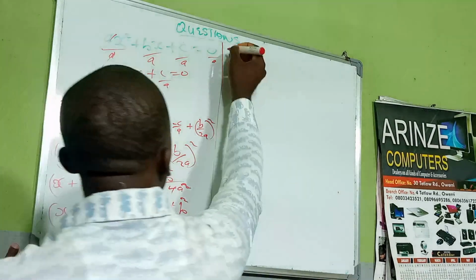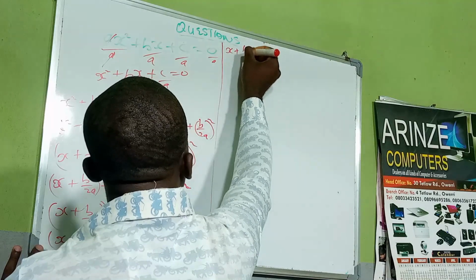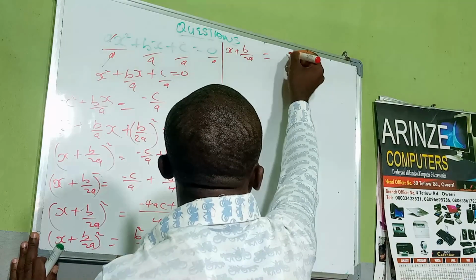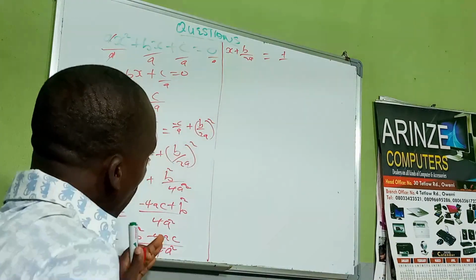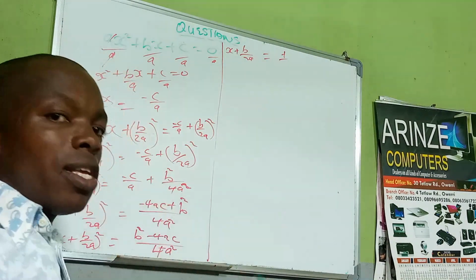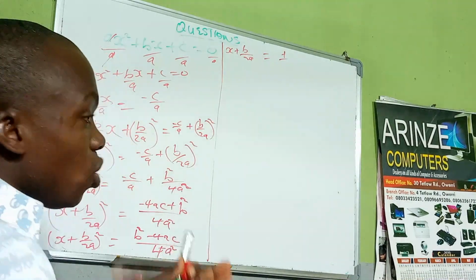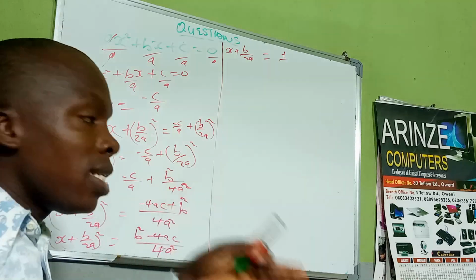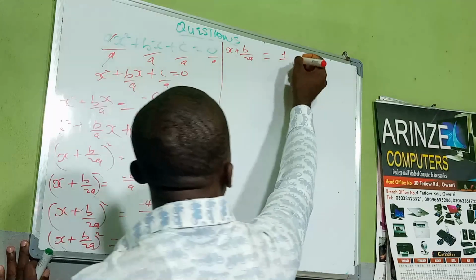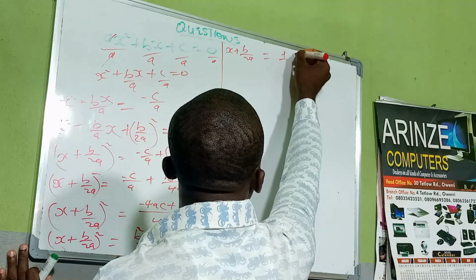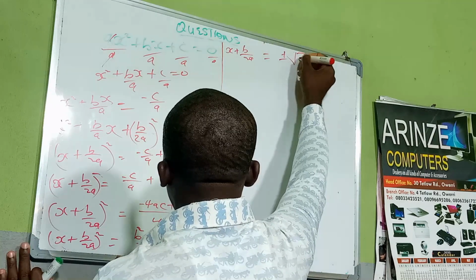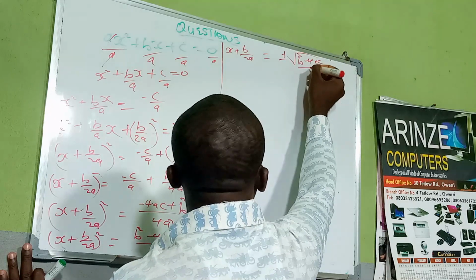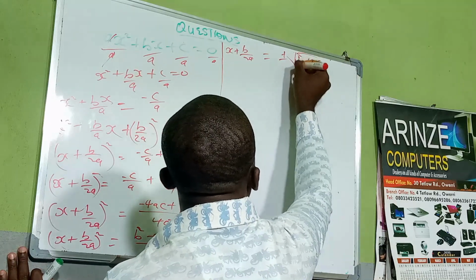So this is x plus b over 2a. Now when this thing crosses equals to, it becomes plus or minus. Remember, whenever a square of anything is crossing equals to, it will be plus or minus the square root of that thing. So now we have it as plus or minus the square root of b squared minus 4ac all over 4a squared.